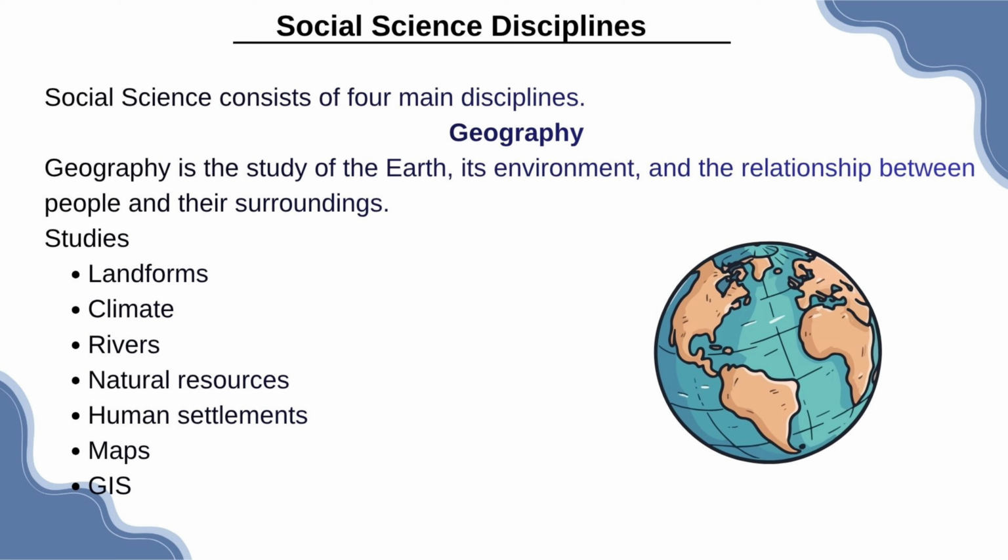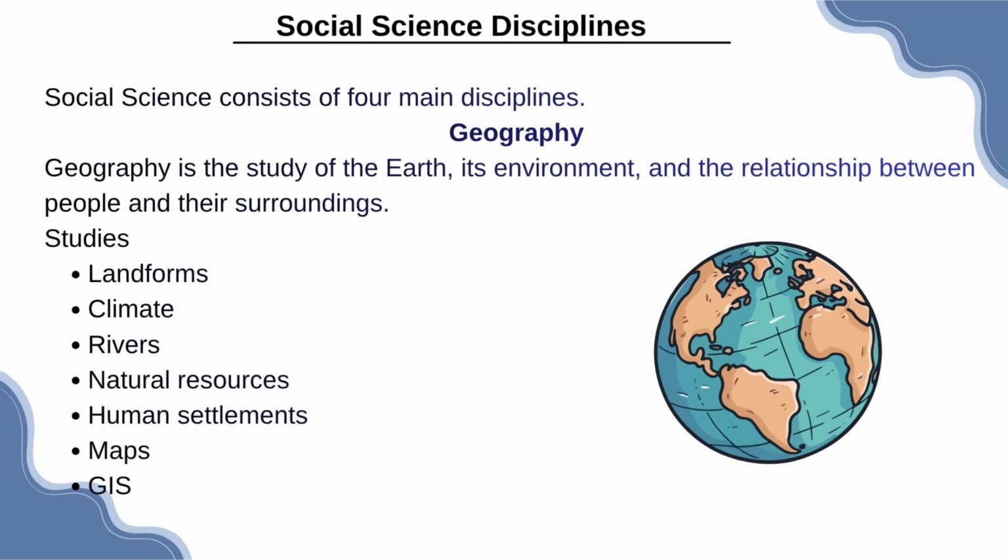Geography asks, why did the flood happen? Was it because of heavy rainfall, river overflow, climate, landforms? History asks, has this region experienced floods before? How did people deal with such disasters in the past? Political science asks, how is the government responding? Are relief camps being set up? Are people getting help? Economics asks, how much money was lost? What happened to businesses? How will farmers recover? One single event, but four completely different questions.